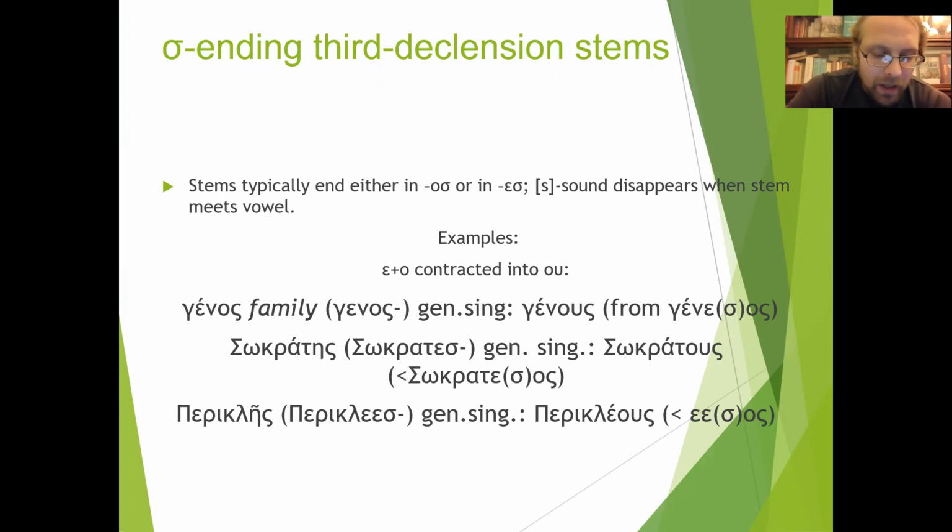The Cambridge Grammar has three examples of nouns of this kind. The neuter noun genos, which means race or family, with the stem genos, and the well-known person names Socrates with the stem Socrates, and Pericles with the stem Pericles. But let's overview these forms.